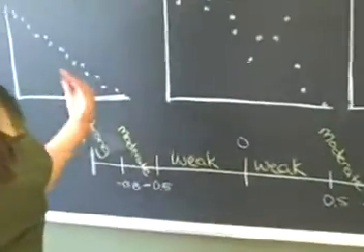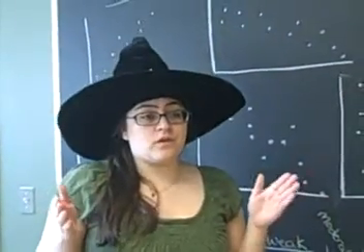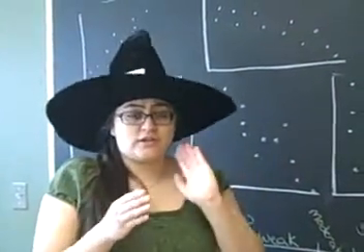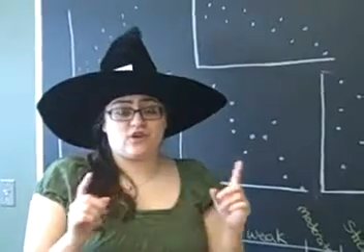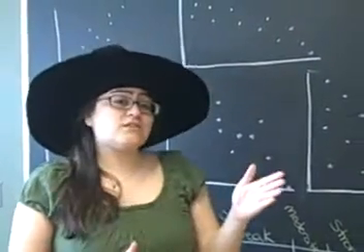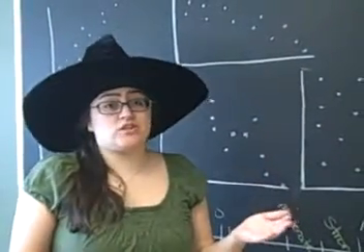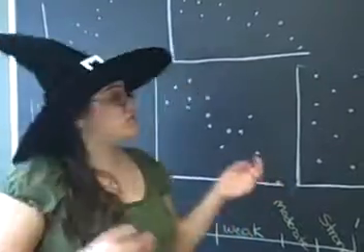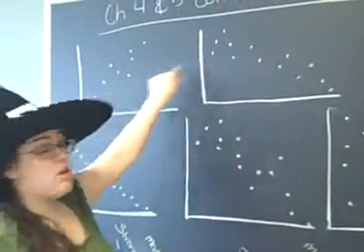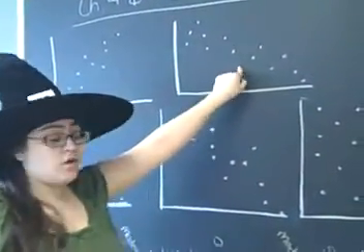On a spectrum, you can have correlation between -1 and +1. But really, it's just a range from 0 to 1, depending on how strong it is. So the closer it is to 1, the stronger the association. The negative and positive just tells you whether it's a positive or a negative association.